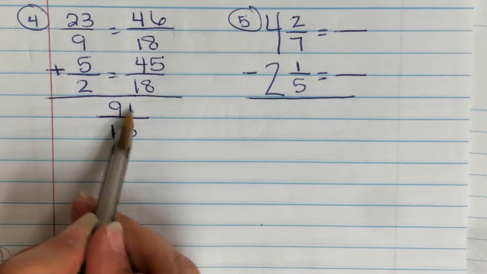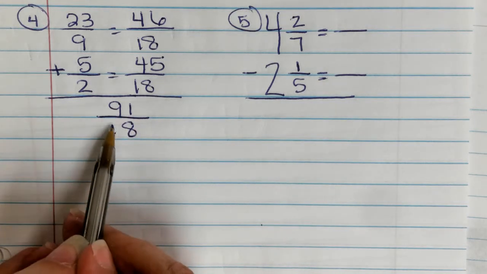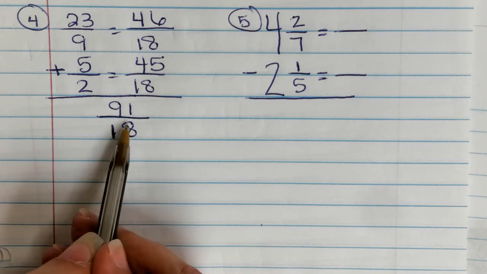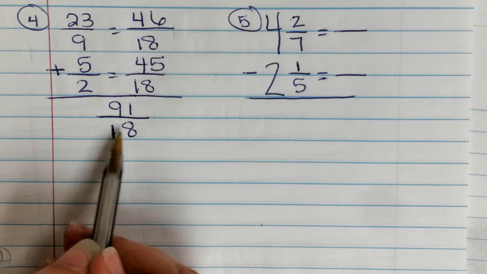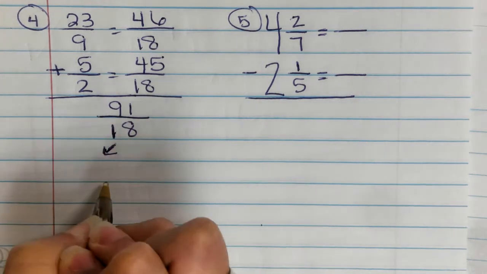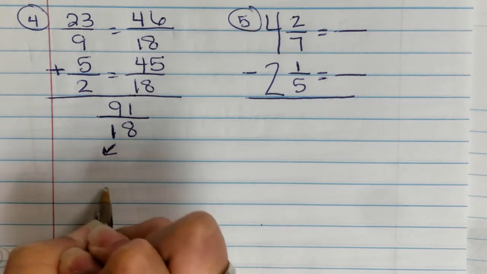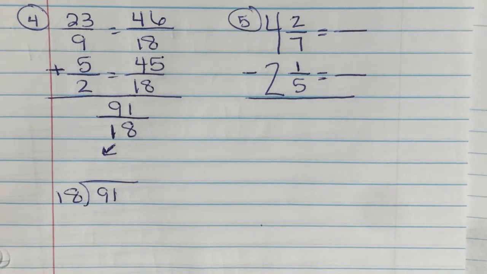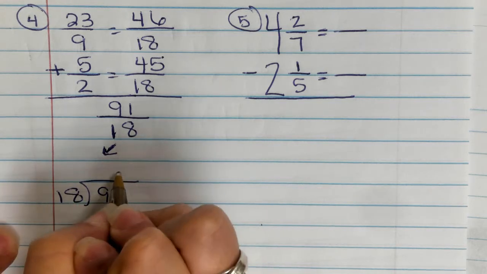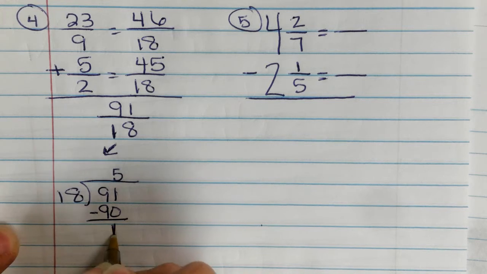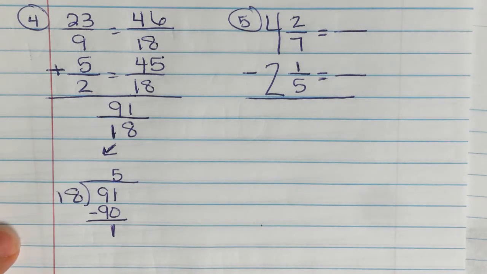Did we make it to getting the 91/18ths? Yeah, okay. From here, 91 is bigger than 18, an improper fraction. So we have to think of it as using division. Let me do it right here. 91 divided by 18. Backwards check mark answer. 18 times 5 is 90. So, where is my final answer?